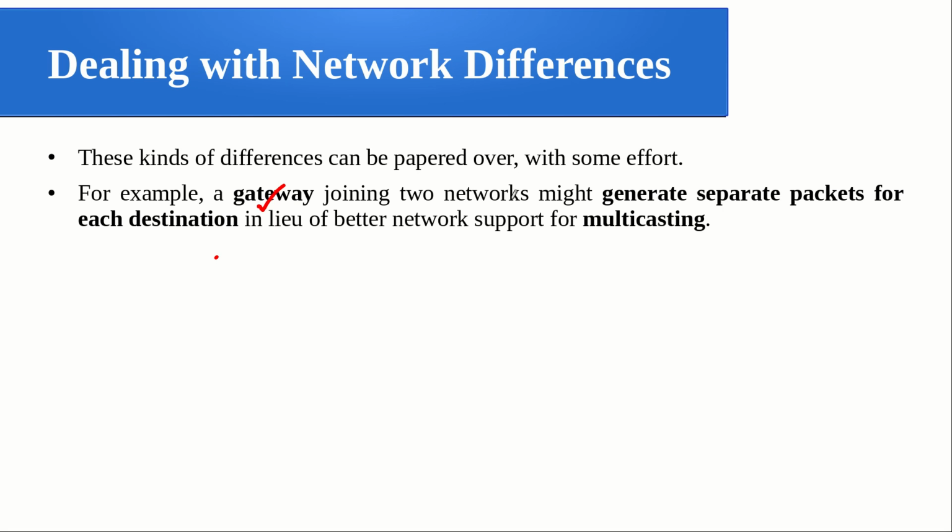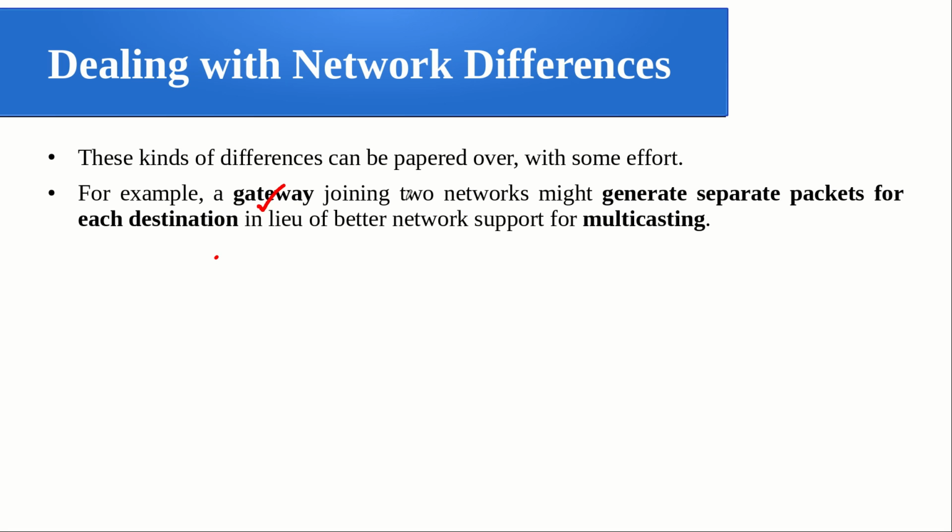But if you are using, say, a particular network with the IP protocol and another network with IPX or some other network layer protocol, how can they interconnect? We can use a somewhat higher layer device like a gateway. That might generate separate packets for each destination in lieu of better network support for multicasting.